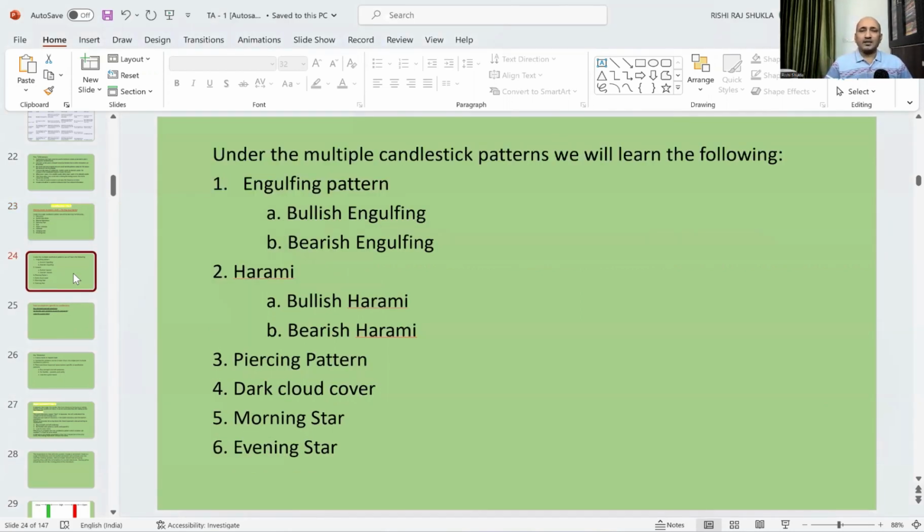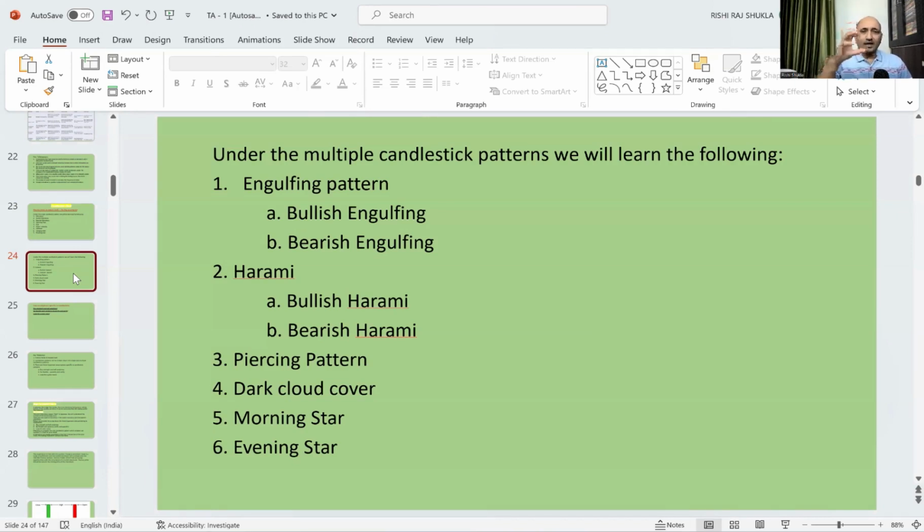Under multiple candlesticks, there are some patterns forming with two candlesticks only. First is the engulfing pattern, where the first candle is engulfed by another: bullish engulfing. That means the first will be red and the second will be green. The first will be engulfed by the second one, and from there an upward journey is possible. That is why it is known as bullish engulfing. Just the opposite of that will be bearish engulfing.